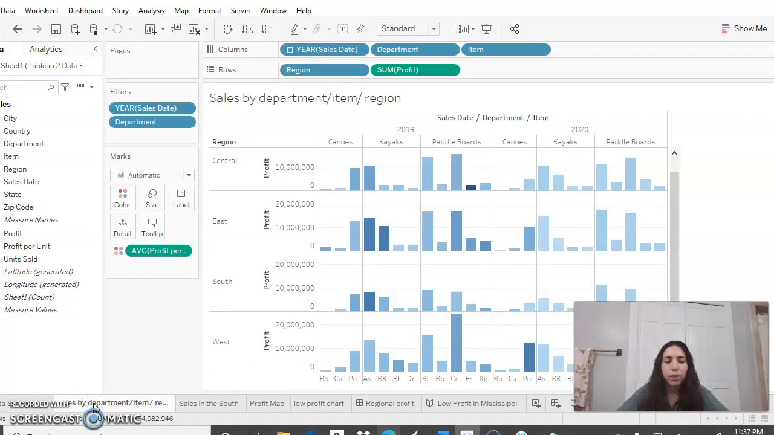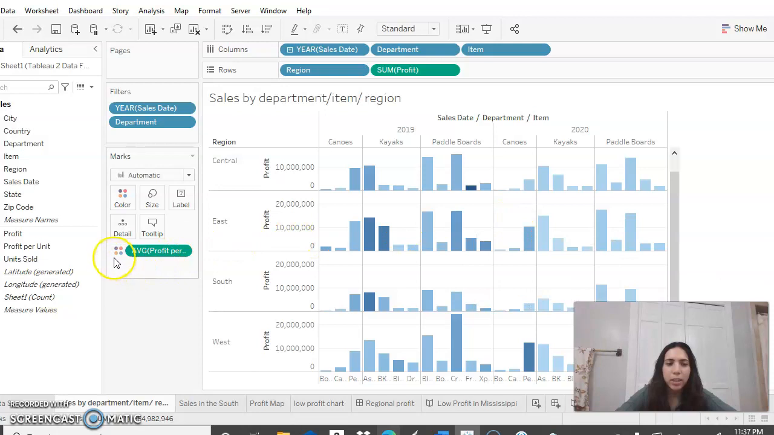So starting off with the first data visualization, I named it sales by department, item, and region. From here you can see that I split it up into two years, 2019 and 2020. And I divided it by region, so there's the central, east, south, and west. And from here you can see which department and items are specifically impacted by profit.